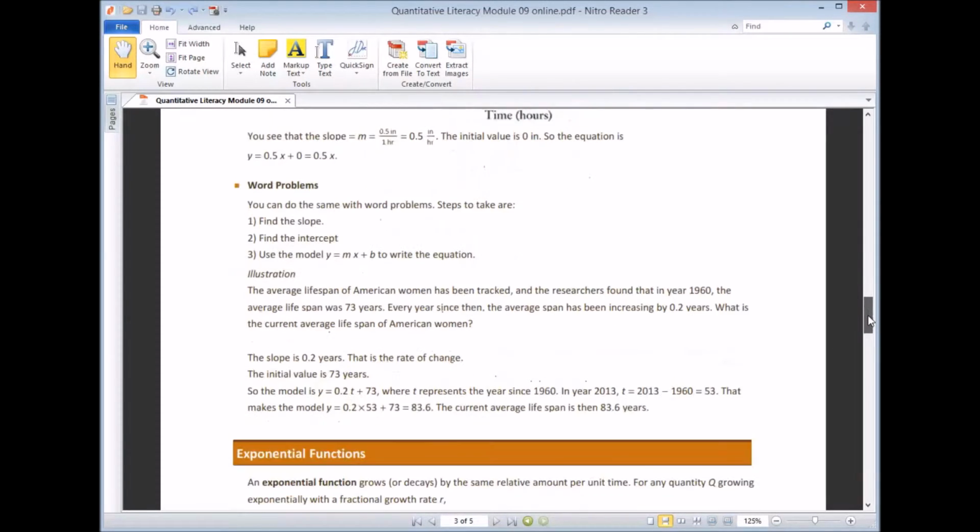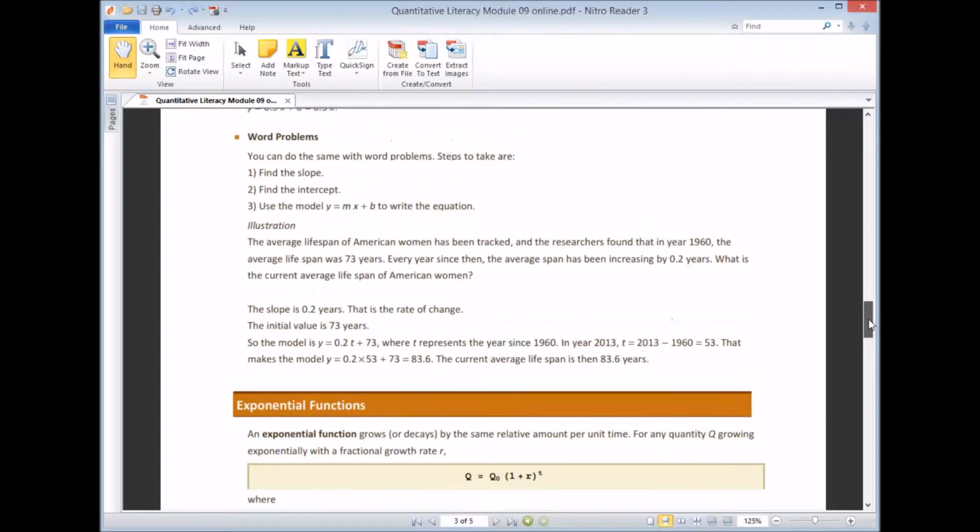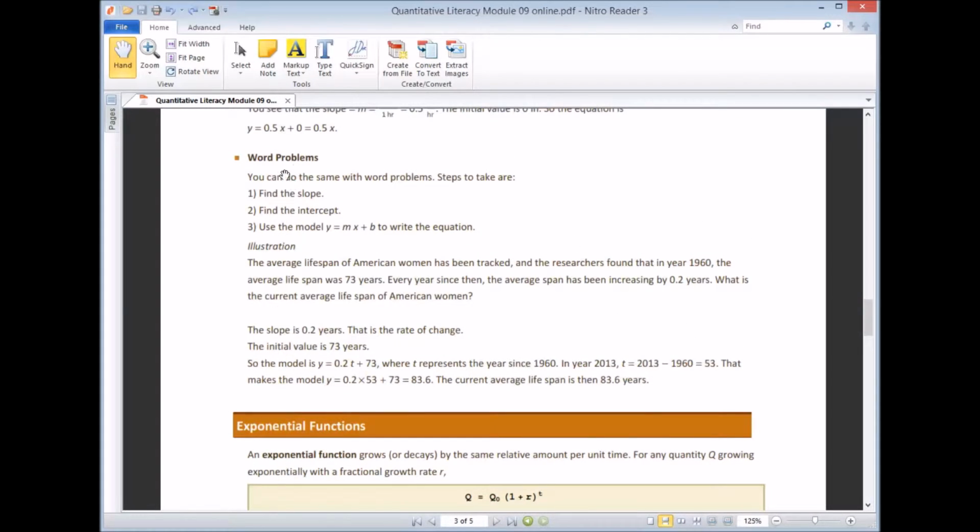Another thing you have to be able to do is extract the equation from word problems. It's really not that hard. Just follow these steps. First, you find the slope. It's the easier of the two, and you typically cannot find the intercept without the slope. So find the slope first, and then find the intercept. Then plug in those two numbers where the m and b are and rewrite the equation given the numbers. So here's an example.